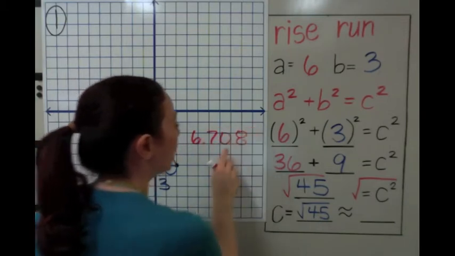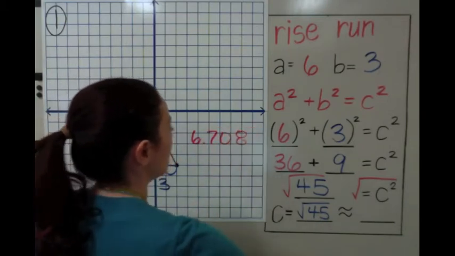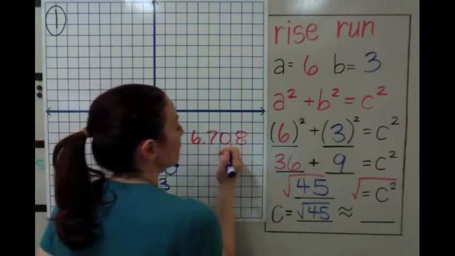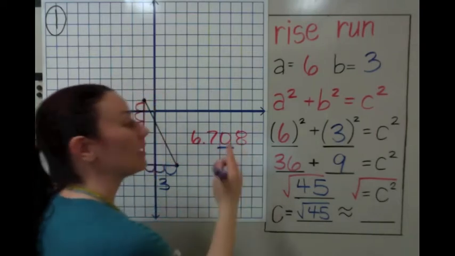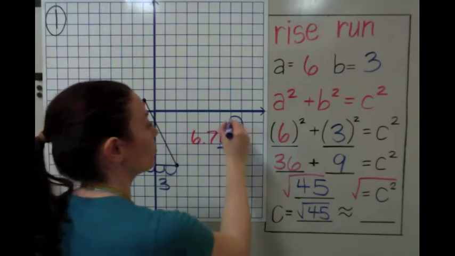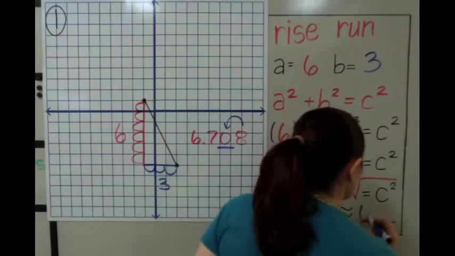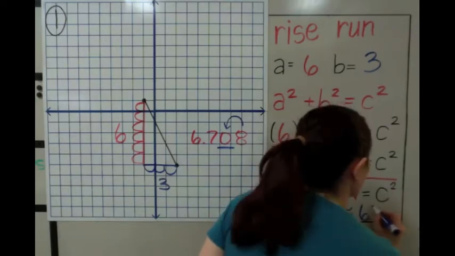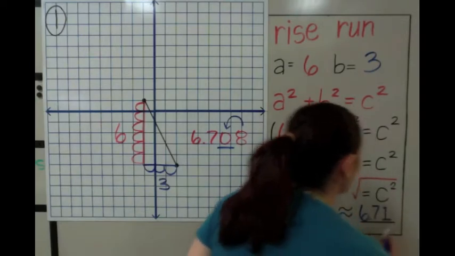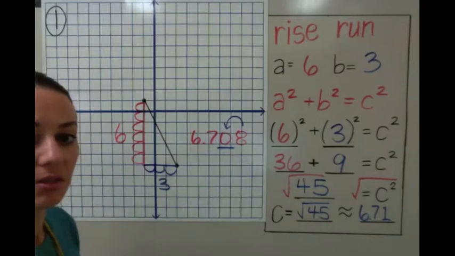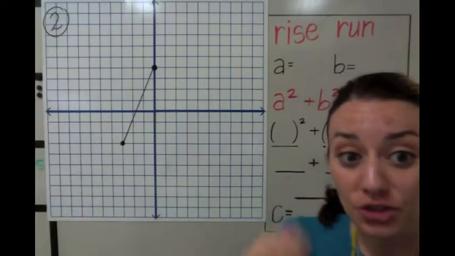6.708, I'm asking you to round to the nearest hundredths place. The 8, is it greater than 5? Yes, so it's going to round that up to a 1. Good job. So that's going to be 6.71. Understand how rounding works? Okay. Let's try number 2.